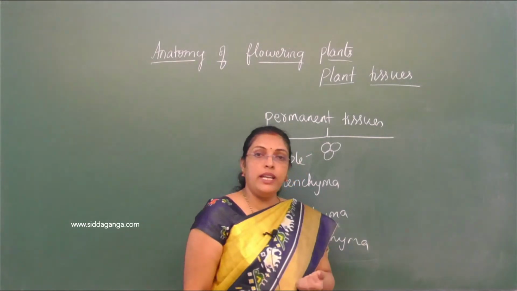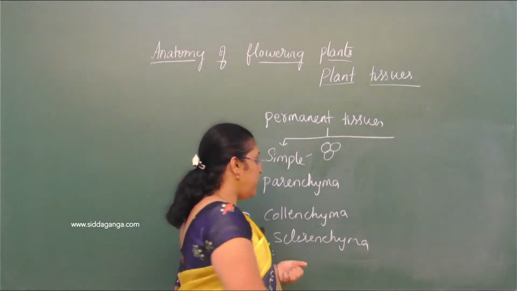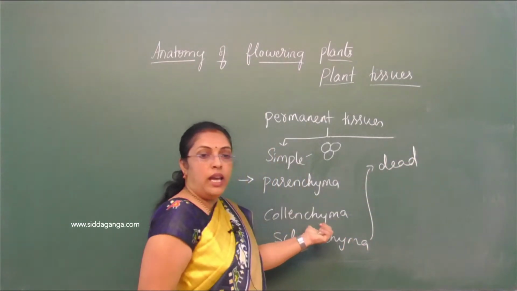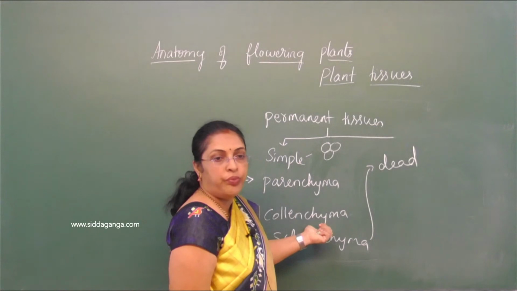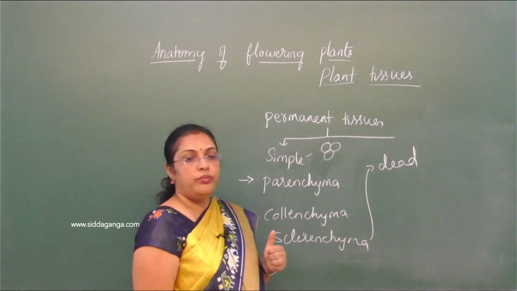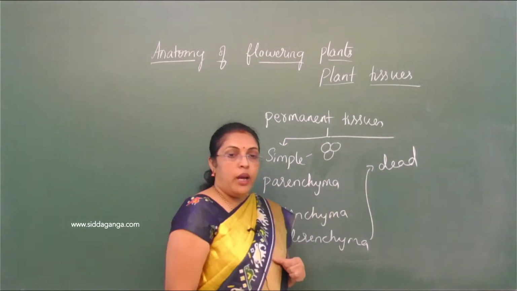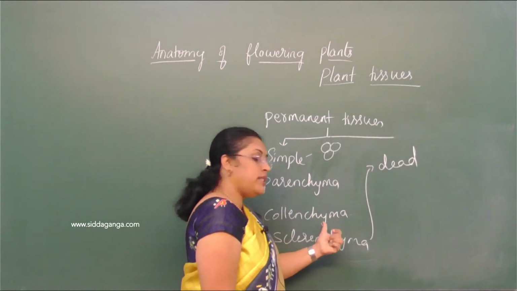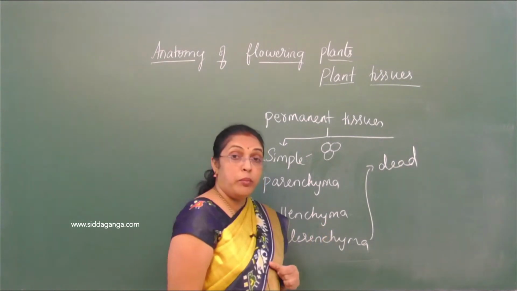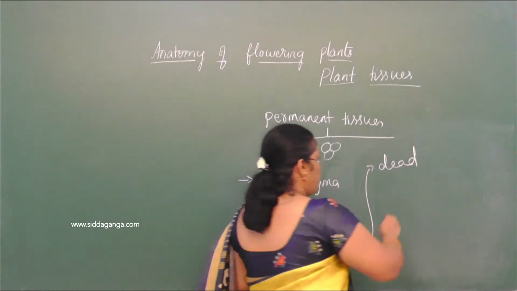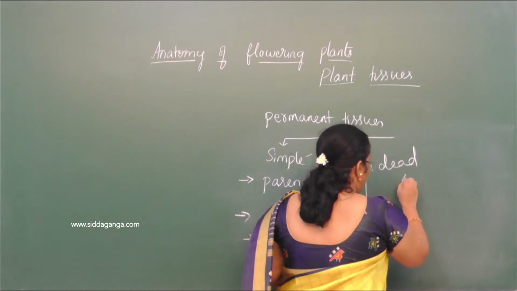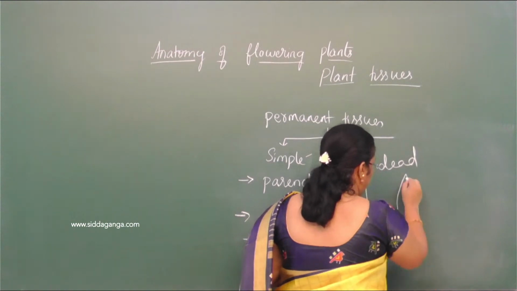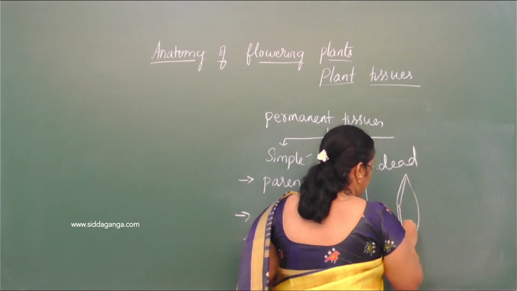Then coming to the sclerenchyma. Sclerenchyma is a dead mechanical tissue. Collenchyma is a living mechanical tissue. So collenchyma is a living mechanical tissue, and sclerenchyma is a dead mechanical tissue. Under sclerenchyma we have two types: sclerenchyma fibers and sclereids.